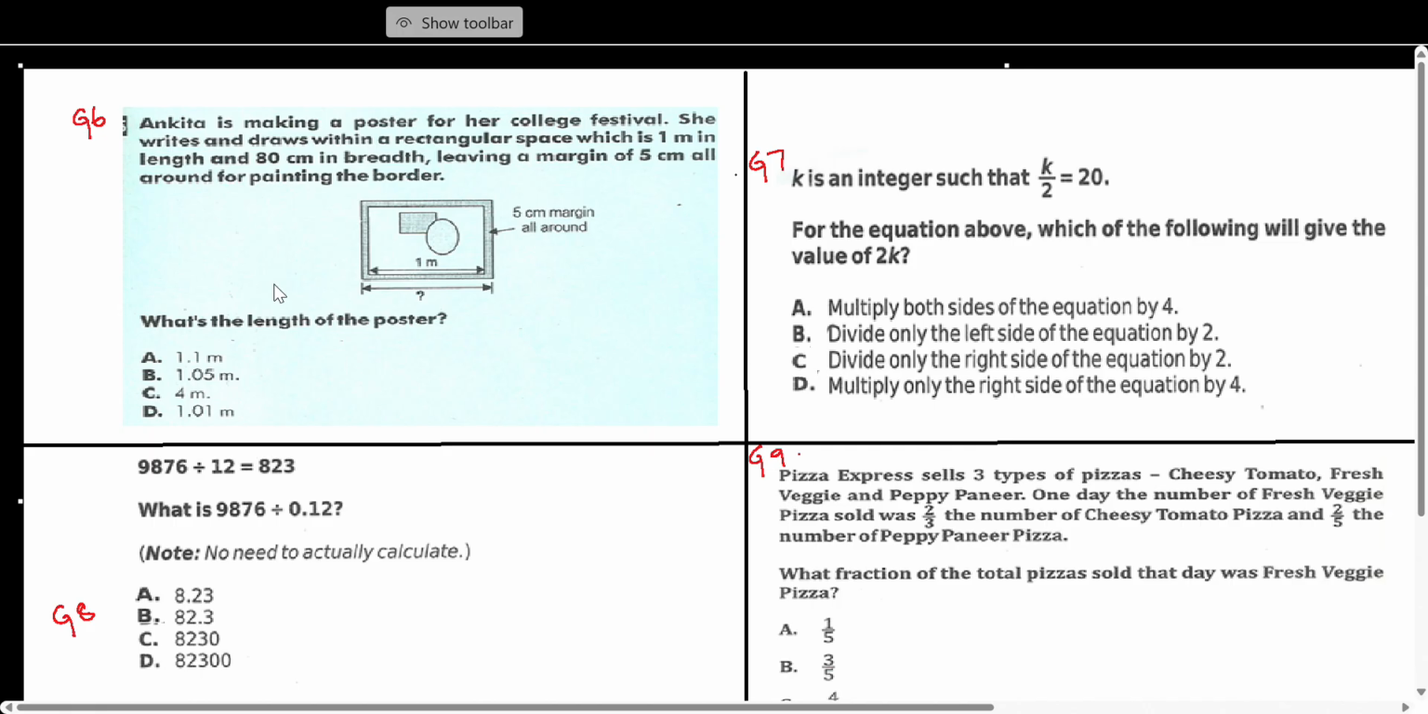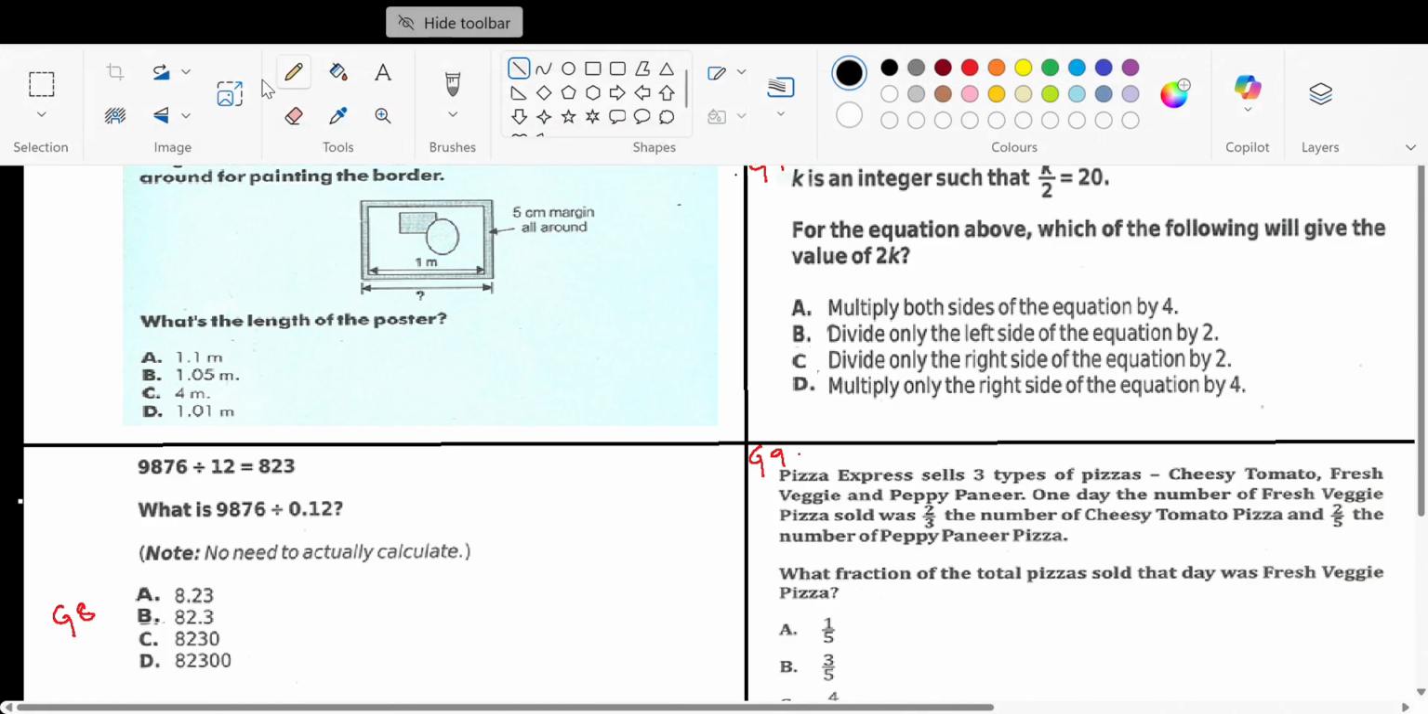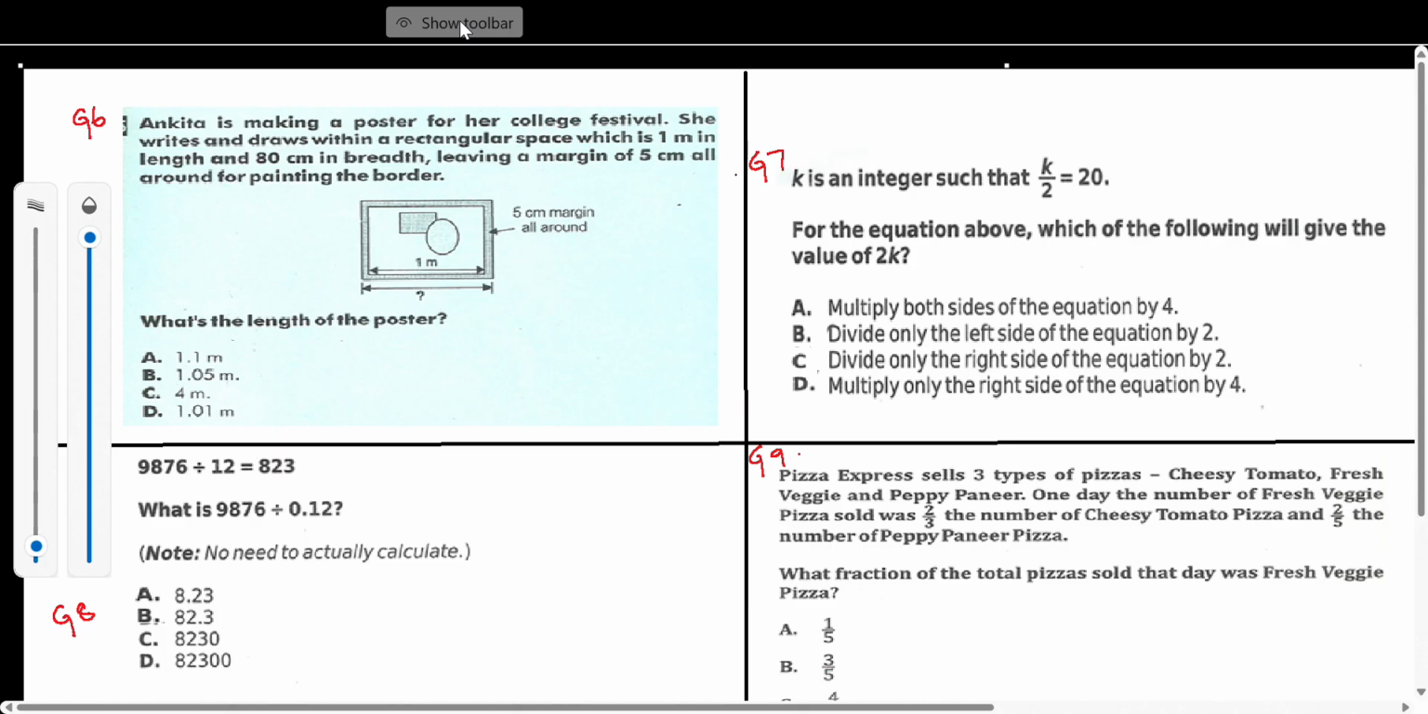So as you can see, we have 4 different asset questions from grades 6, 7, 8 and 9 of the asset math paper. Let us see how to solve each one of them one by one. The first question on the top left here. It's a mensuration question. We see a diagram.